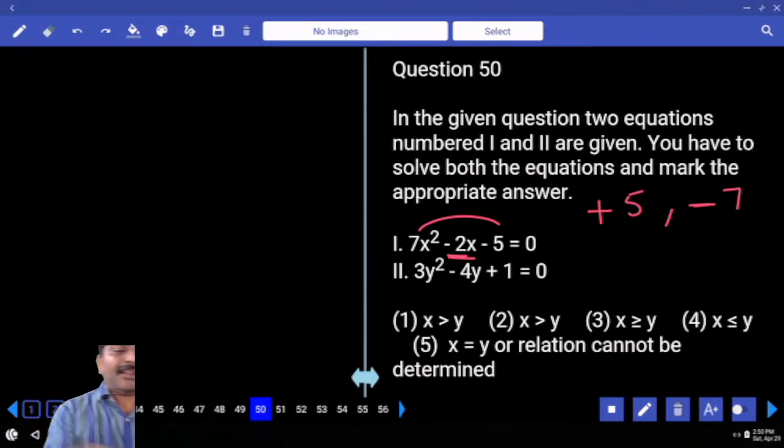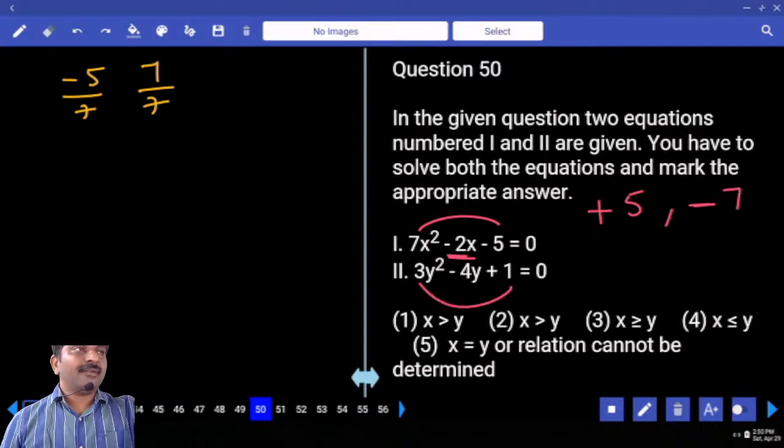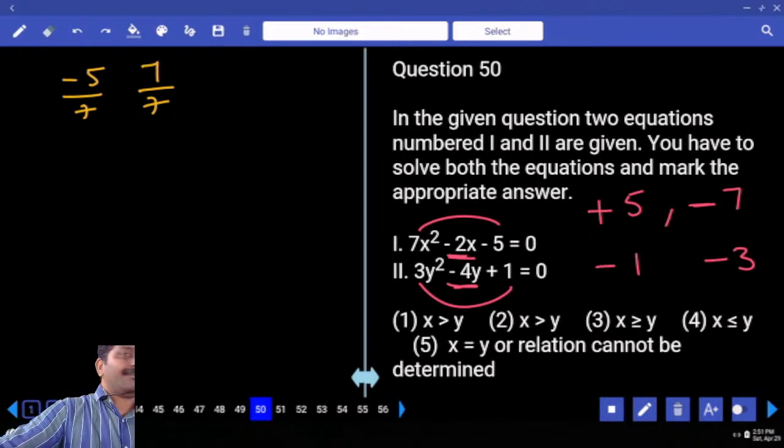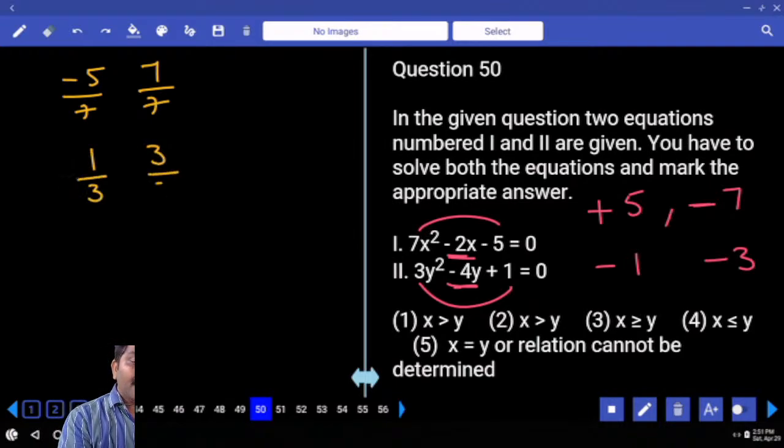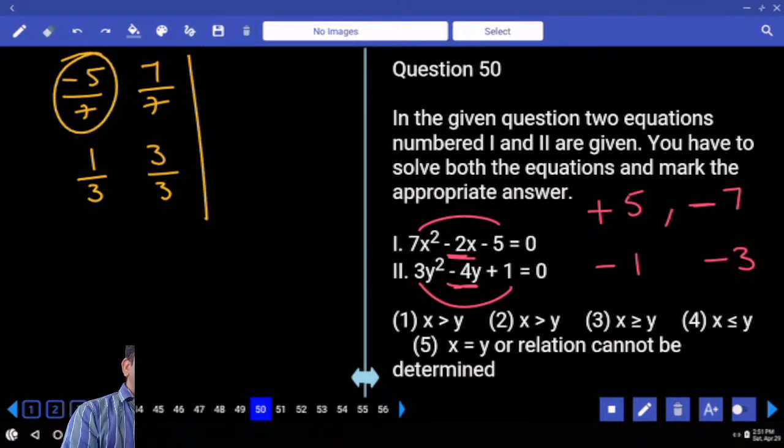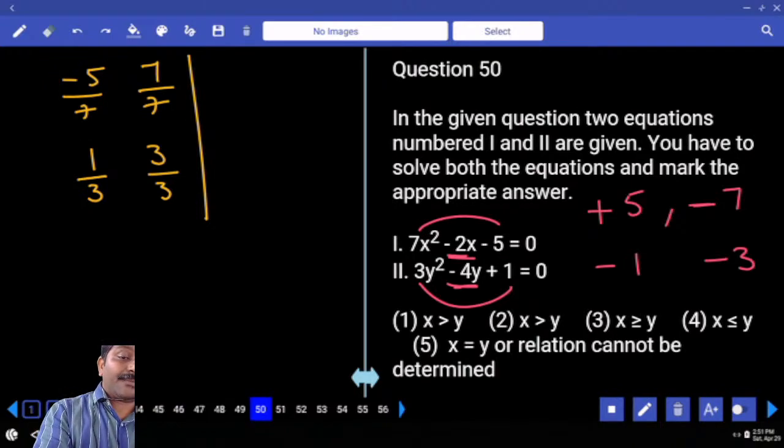Yes. Factors become minus 5 plus 7. That's it. By the coefficient of x square. Product positive or negative? Sum must be minus 4 only. So I'll take the combination as minus 1 minus 3. Product is 3. Sum is minus 4. Got it? Factors are plus 1 plus 3 divided by, first of all, this is a positive number. Oh no. Sorry, that is a negative number.